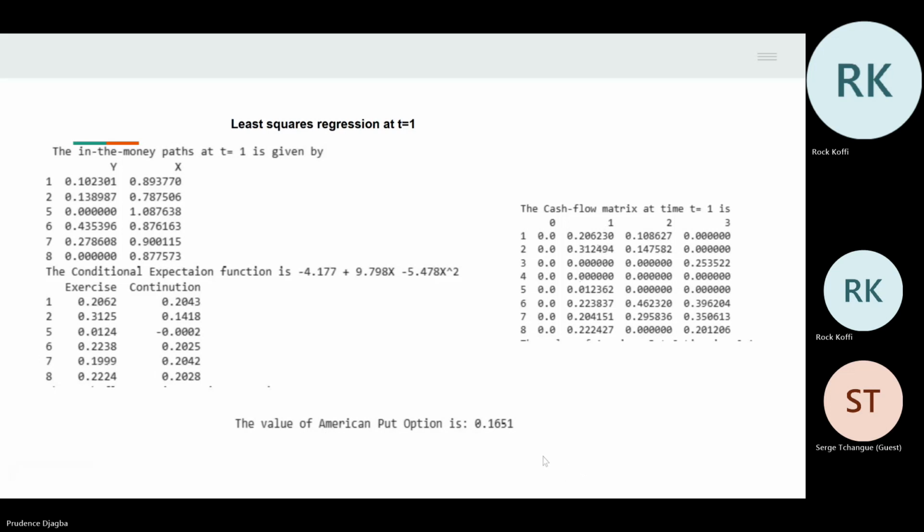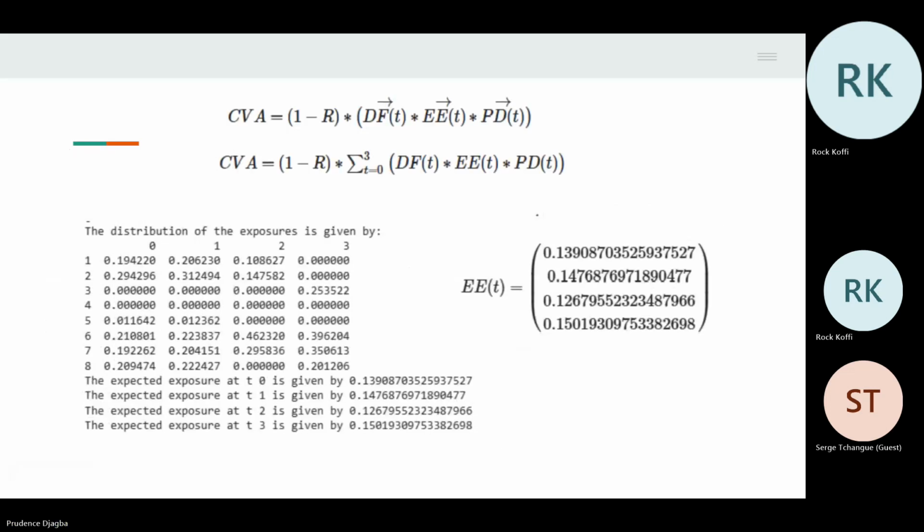But our focus is to evaluate the CVA. So we needed to evaluate the cash flow at time t equal to 0 as well. So those are just the discounted values obtained at time t equal to 1 from the cash flow. And the expected exposure is just taking the average across all the 8 parts at different times. So that's what we put as a vector EE. So this is a vector of 4 components.